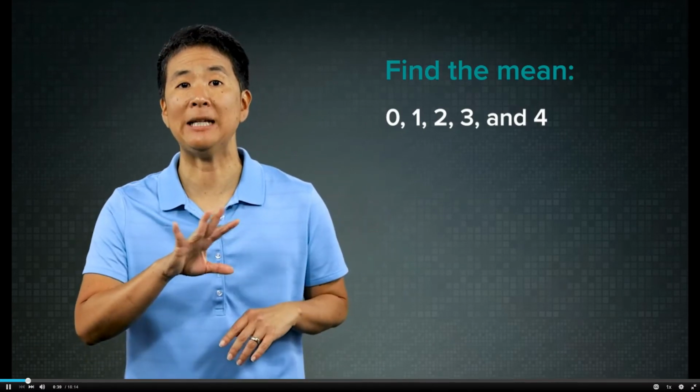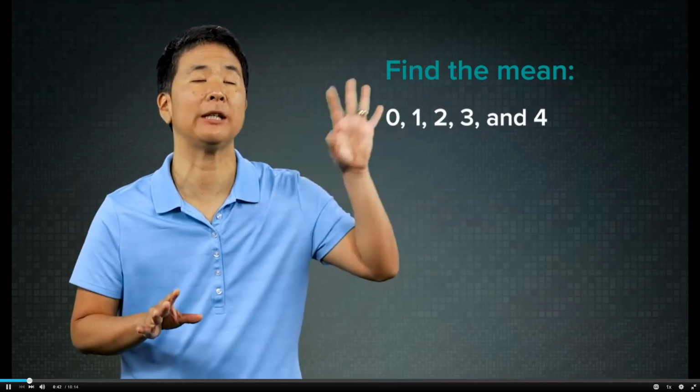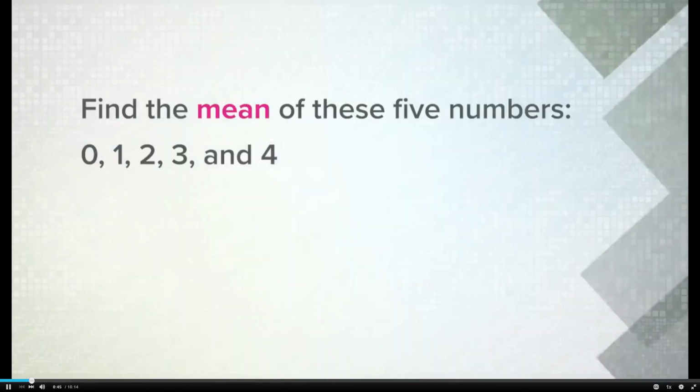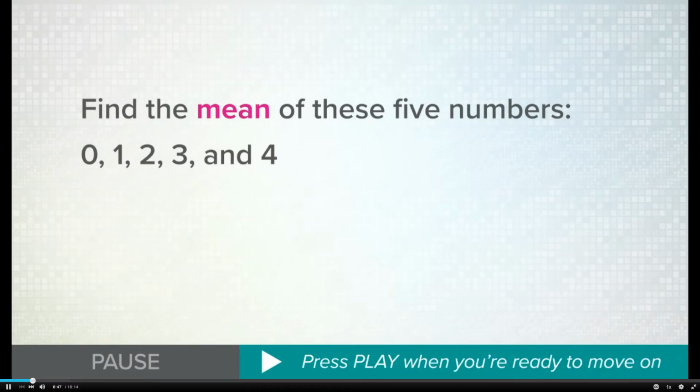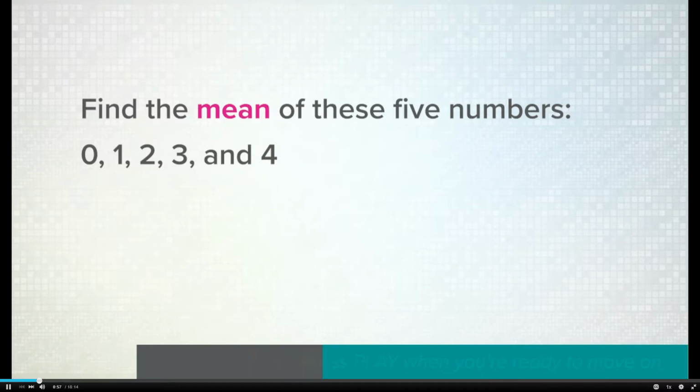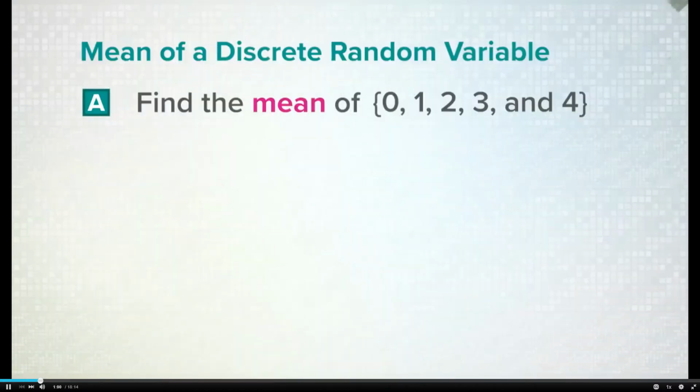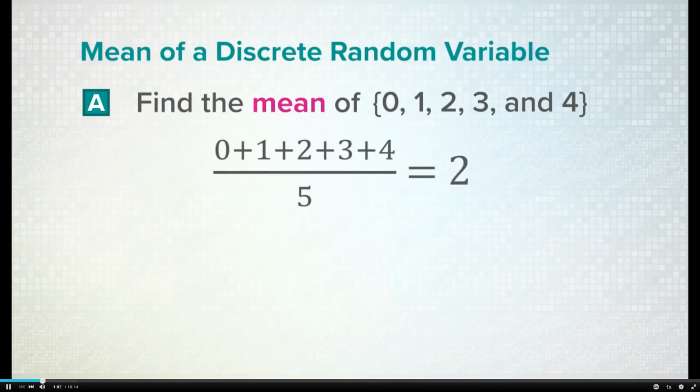It's not a trick question. You learned how to take a mean or the average of a set of numbers probably years ago. Pause here if you need more time, and press play when you're ready to continue. So what you probably did was add the numbers together and divide by how many there are in that set. In this case, 0 plus 1 plus 2 plus 3 plus 4, all divided by 5. That should give you a mean of 2.